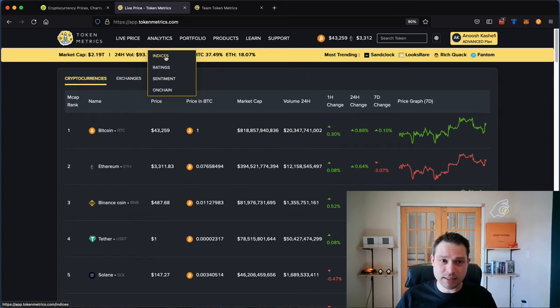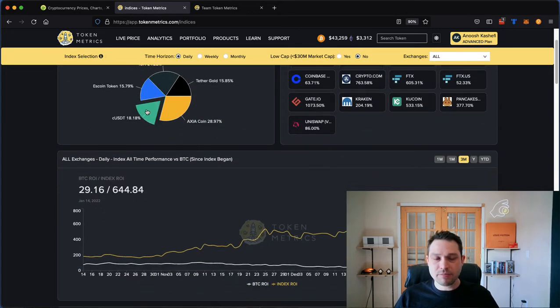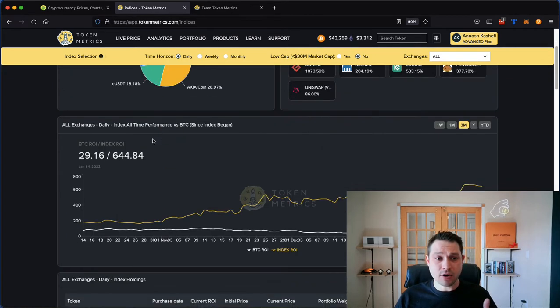So, the indices, this is a really cool feature. Indexes basically compile a ton of different cryptos into one portfolio, right? And you can see how these indexes that were created by this artificial intelligence, by Token Metrics, are doing against, let's say, if you were to invest in Bitcoin, okay? So the BTC ROI against the index created by Token Metrics is 29 ROI from BTC and 644 from the index created by Token Metrics.